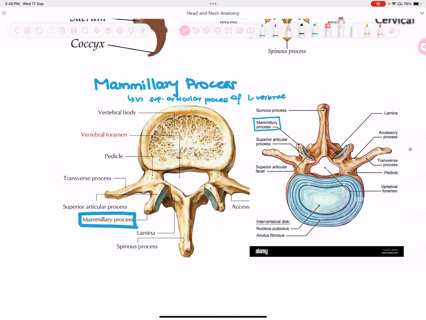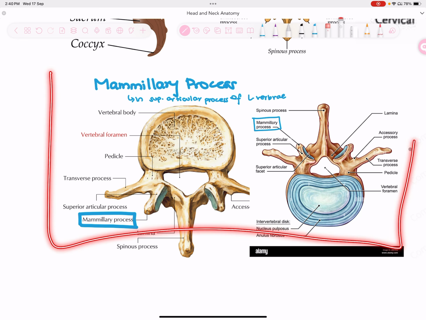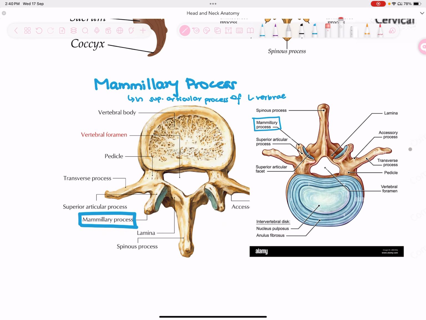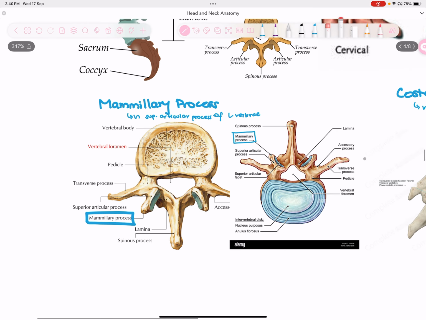similarly the inferior articular process and facet. So its superior articular process has a mammillary process. Here also you can see the mammillary process. This is only found in the superior articular process of lumbar vertebrae, whereas you won't find this in the thoracic vertebrae.